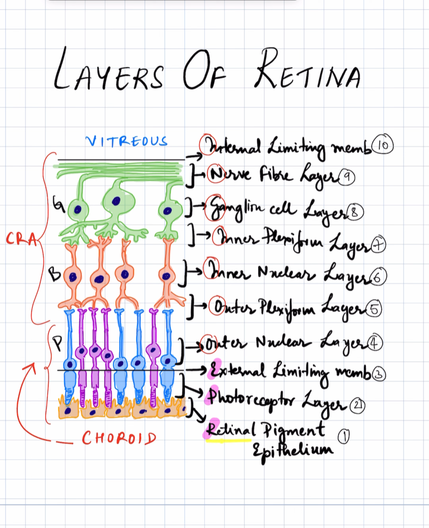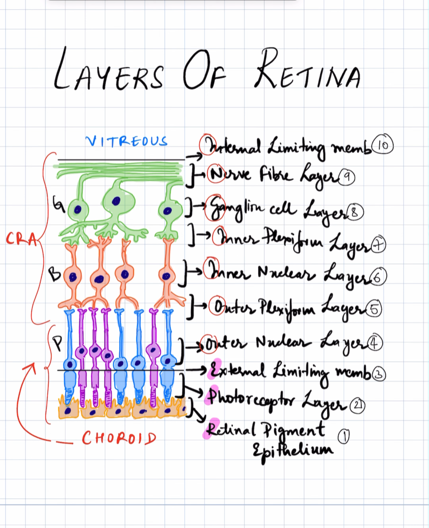So coming to the 10 layers of the retina, we have the retinal pigment epithelium, and then we have the photoreceptor layer, which is the photoreceptor parts of the photoreceptor cells, that is rods and cones. Then we have the external limiting membrane. Then comes the outer nuclear layer, which has the nuclei of the rods and cones, that is photoreceptor cells. Then we have the outer plexiform layer, which has the axons of the photoreceptor cells and the dendrites of the bipolar cells. Then comes the inner nuclear layer, which has the nuclei of the bipolar cells.